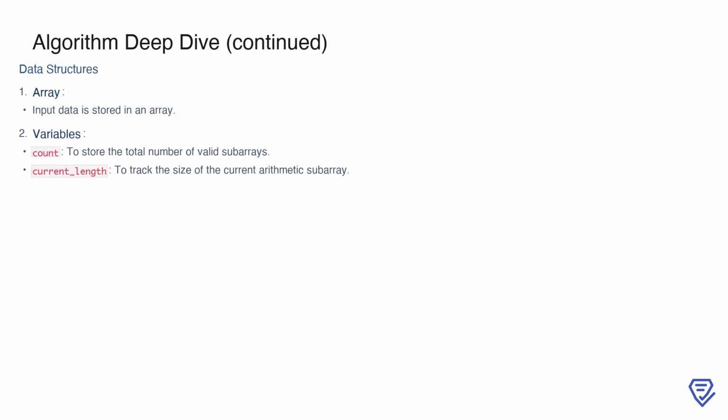To solve this problem, we rely on a few simple data structures. The input data is stored in an array, which we traverse to identify arithmetic subarrays. In addition, we use two variables, count, which keeps track of the total number of valid subarrays, and current_length, which monitors the size of the current arithmetic subarray. These variables allow us to dynamically count valid subarrays without requiring extra space for storing intermediate results. The simplicity of these data structures contributes to the efficiency of the optimized approach, making it well-suited for handling larger inputs.